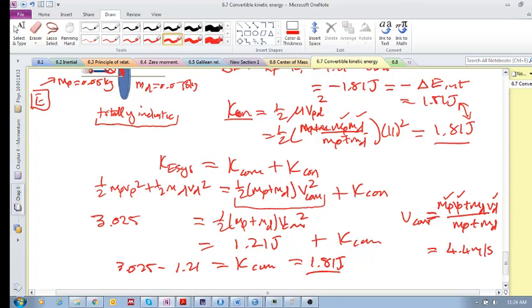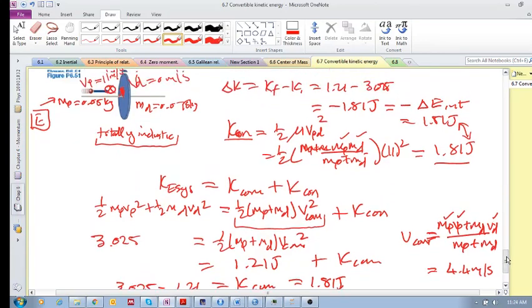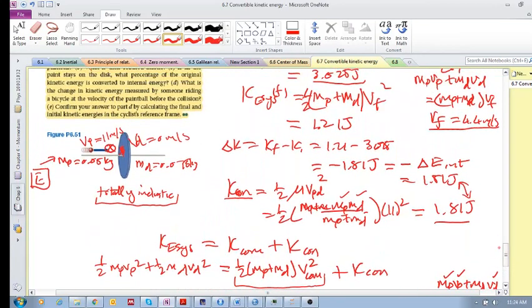It doesn't necessarily mean it will be converted. It depends on the type of collision, whether it's elastic, totally or completely inelastic, or just an inelastic collision. Okay? But we saw in this case that it is totally or completely inelastic. So all of the kinetic energy that can be converted was converted.